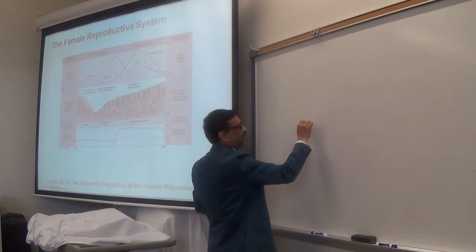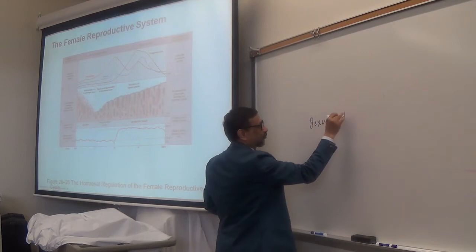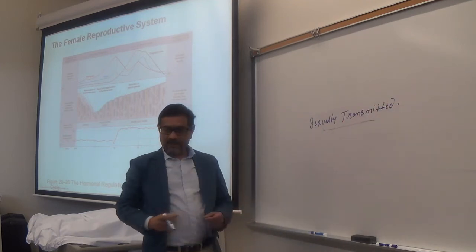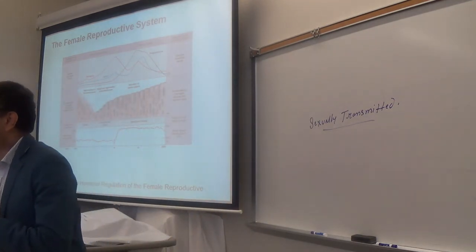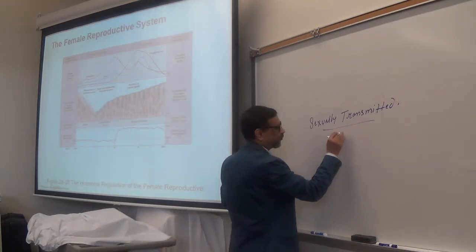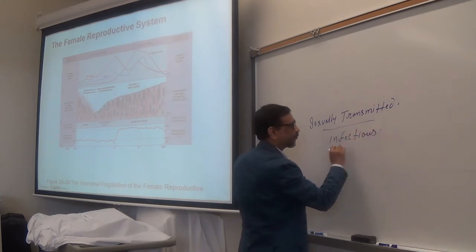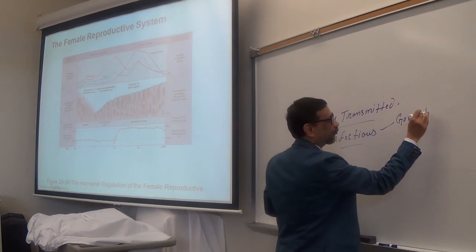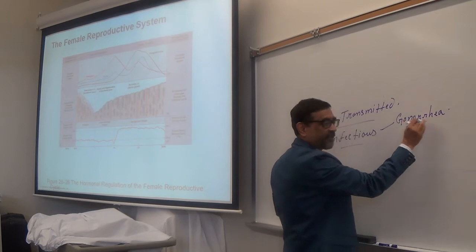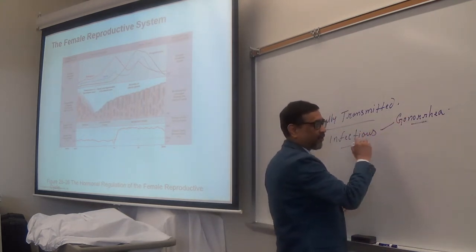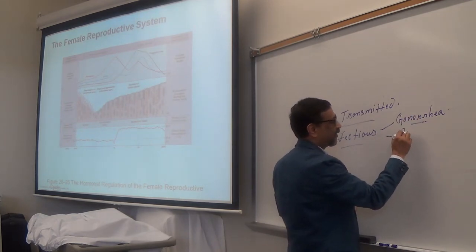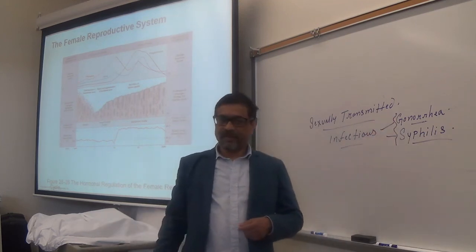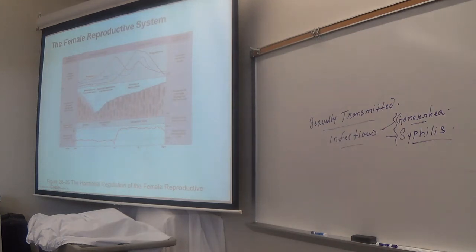Many reproductive diseases are sexually transmitted. Some are infectious. For example, bacterial infections can cause gonorrhea, have you heard this? Okay, so a bacterial infection can cause gonorrhea, another bacterial infection can cause syphilis. So these are bacterial infections in the reproductive system and can be transmitted from one person to another.